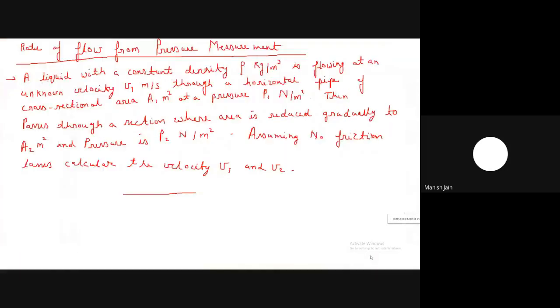So it is given that a fluid with a constant density rho is flowing at an unknown velocity v1. So velocity is not known; you have to determine the values of v1 and v2, through a horizontal pipe of cross-sectional area A1. The A1 value is given, at a pressure P1. Then it passes through a section where the area is reduced gradually to A2, which is less than A1, and the pressure changes from P1 to P2. Now calculate the velocities v1 and v2.